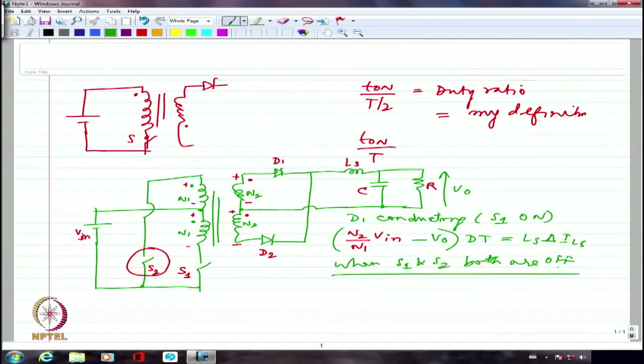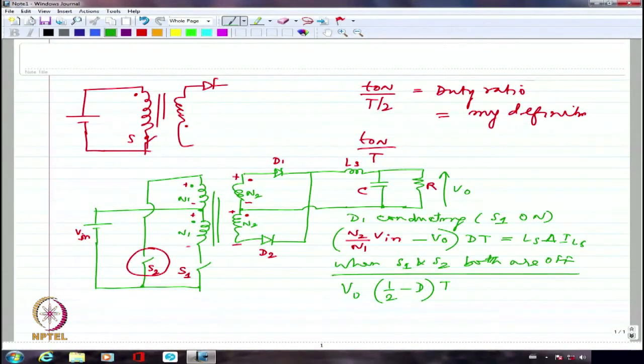Under this condition, what he has written is half minus D multiplied by T, because this is repeating itself for every T by 2. S1 is on for a very short while in T by 2. Then we are going to turn both of them off. When the entire circuit has reached the point of T by 2 time, then you are going to turn on S2.